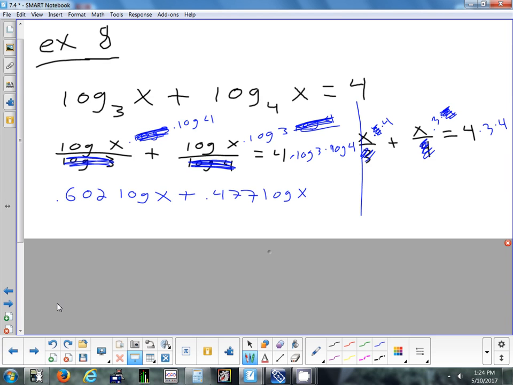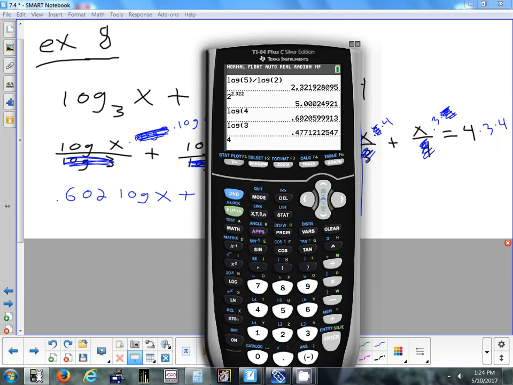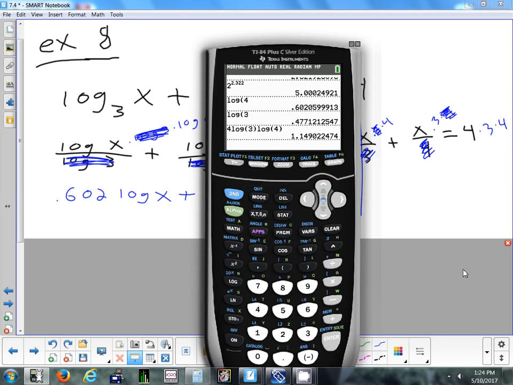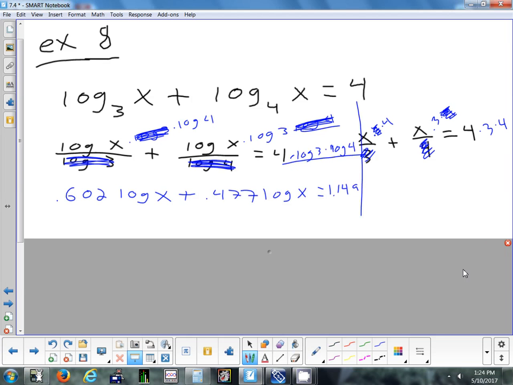Log x equals, and now type in everything that's on the right. 4 log 3 log 4. Okay, 1.149. Now, on the left, what you have is basically something like this. I didn't write out all the decimals, but that's basically what you have. So what would be your next step?